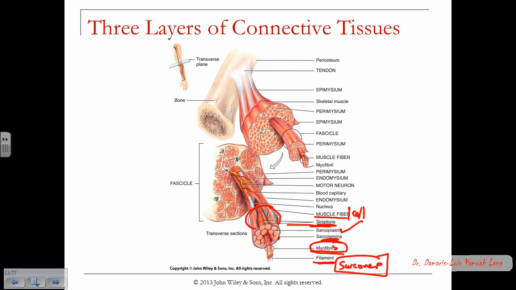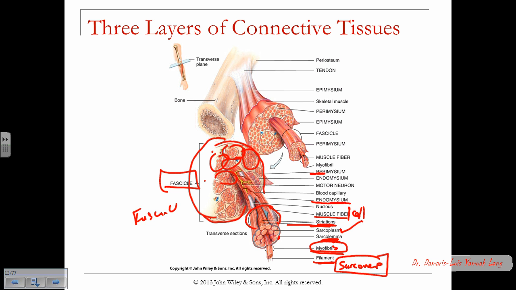And wrapping this whole muscle cell or muscle fiber is the connective tissue wrapper we call what? Endomysium. So this is the endomysium wrapping around each muscle cell, muscle fiber. Do you all see that? And they also get another sheet wrapping around it, and that sheet is called the perimysium. And a perimysium with the muscle cells in there is called a fascicle. So this is the fascicle.